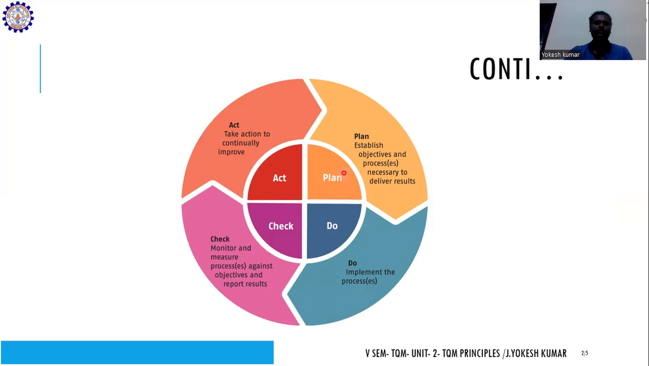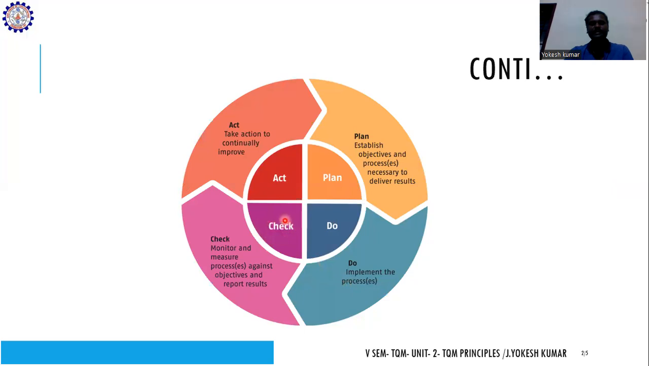So let us discuss the various phases of the PDCA cycle. It has four phases. The first phase is plan. If we start any kind of activities, product or service related, we have to fix our objectives. After fixing the objectives, we need to establish the objectives and processes to deliver the necessary results. The next stage is do. The do stage implements the processes to achieve those results.